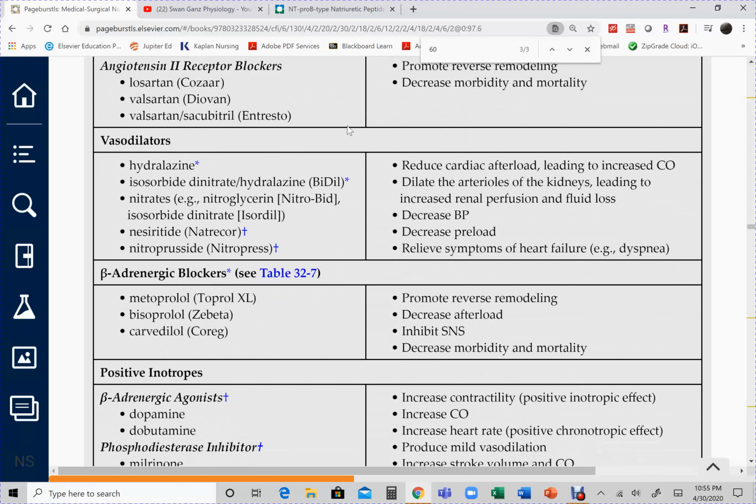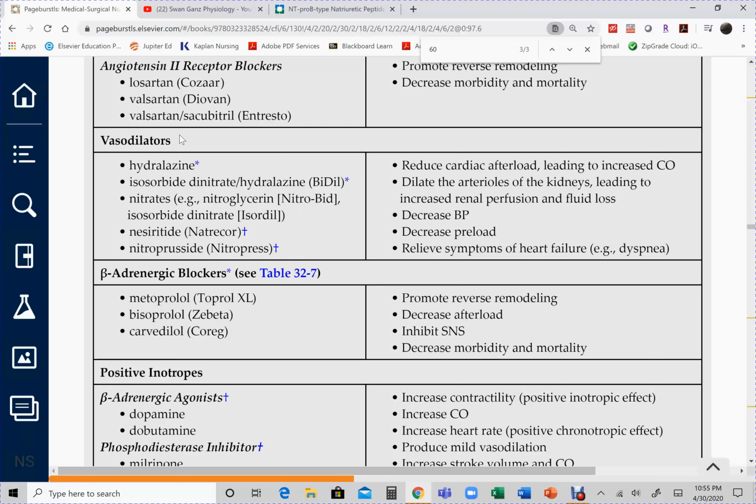I'll point out a few differences, okay, because these will be discussed in the paragraphs that follow. We have vasodilators here. Obviously, these are long-acting vasodilators because this is Nitrobid. And we also have some POs, isosorbide, those are POs. This is IV nitroprusside.